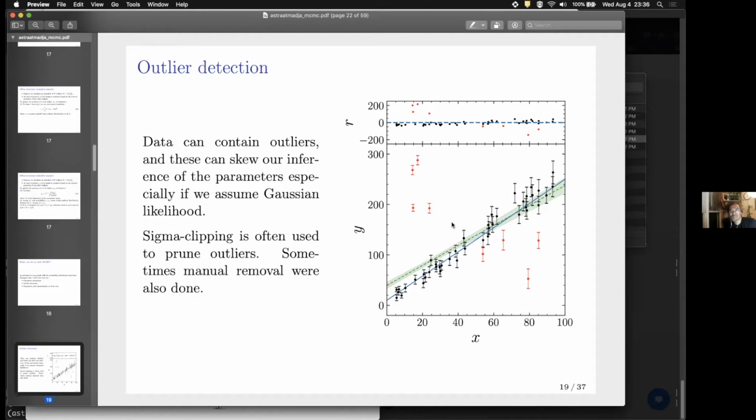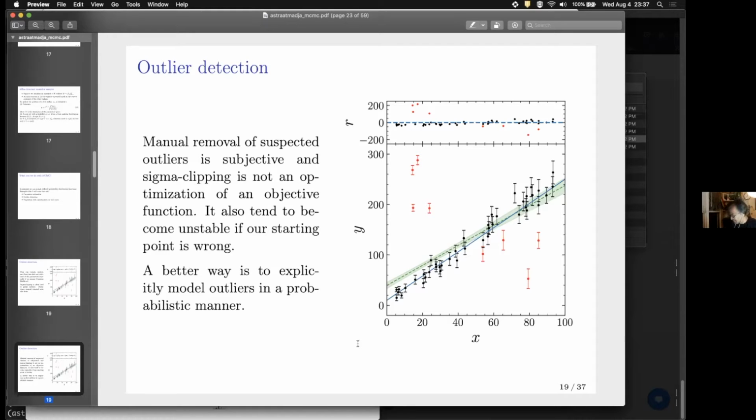Sometimes we just manually reject points. I mean, this is obviously an outlier. This as well, so you can probably just get rid of it. But they have small uncertainties here. I mean, what is this? So sigma clipping can be arbitrary. We have to choose the sigma. How many sigma do you want to choose? 3 sigma, 1 sigma, or 5 sigma? And also manual removal is a bit subjective, right?